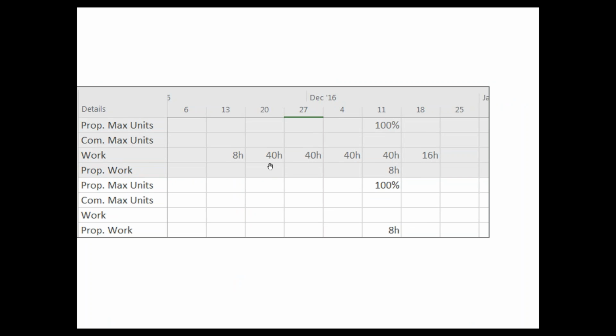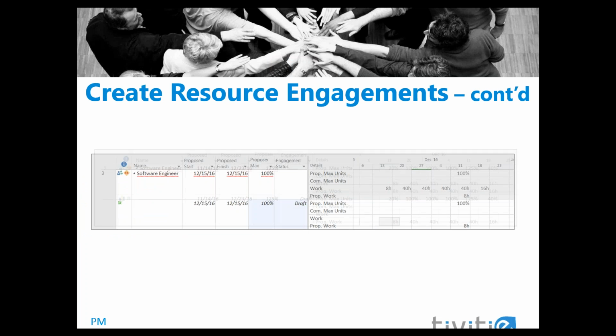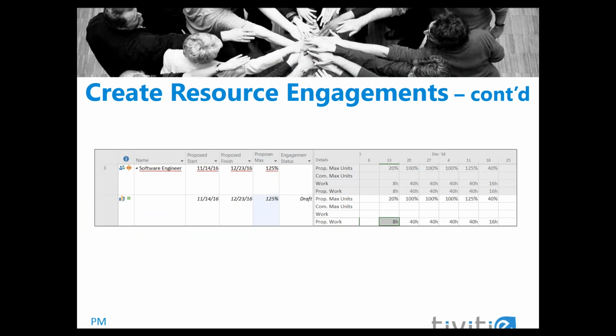By doing this, I'm able to copy the work values, which have been calculated based on task assignments, and paste that into the proposed work rows below. You can see here that the work has been pasted into the proposed work row. Now I'm able to request the exact hours that I need for the resource.